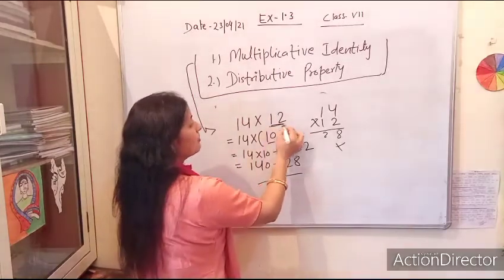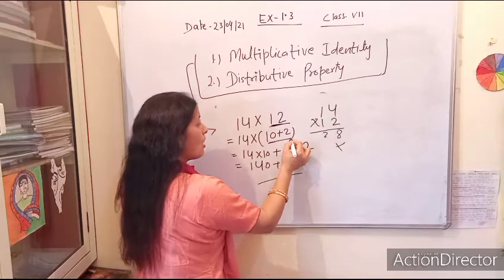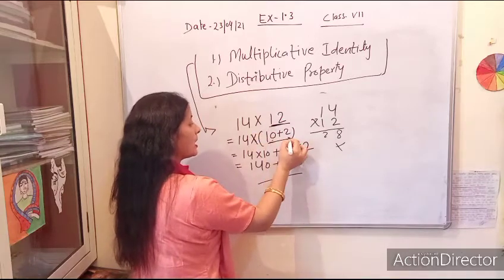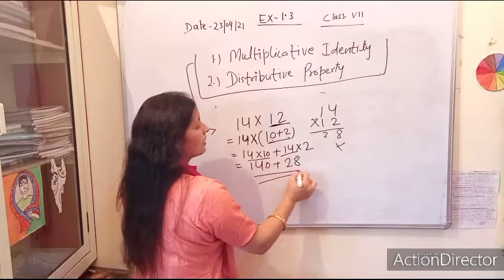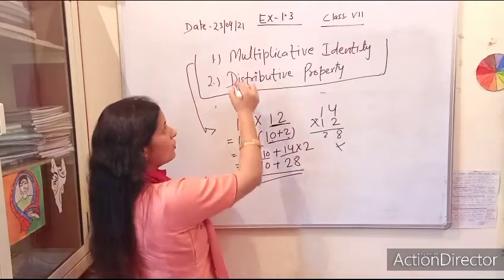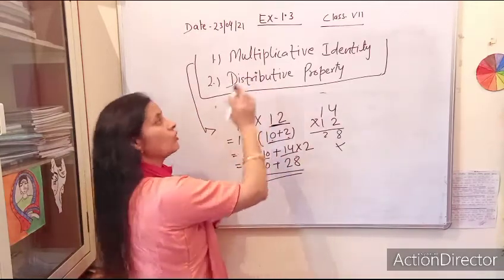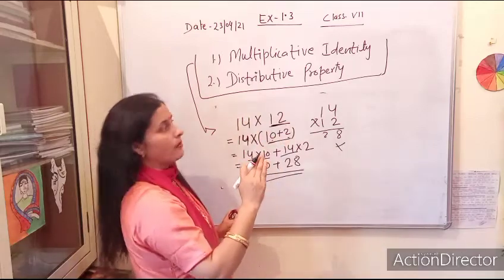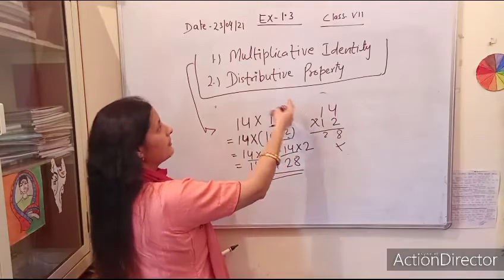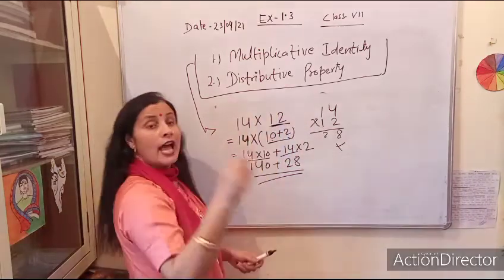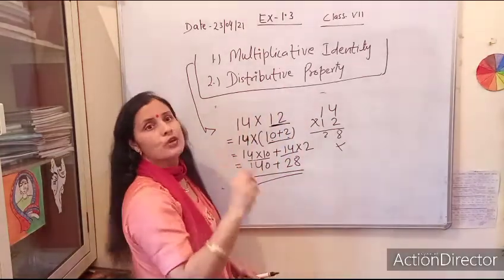So we have distributed, we have written 12 in this form, then we multiply 10 plus 2 with 14 separately, and then we can make our calculation easy. So I hope you understand the distributive property and its meaning. So let's do the exercise based on multiplicative identity, distributive property, and the other 4 properties which we have done earlier.